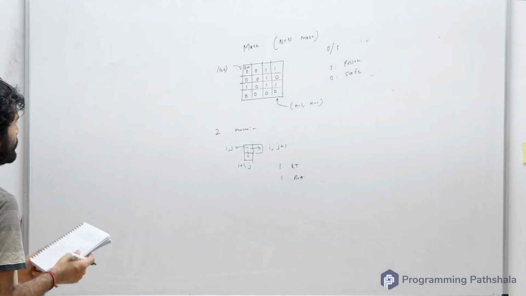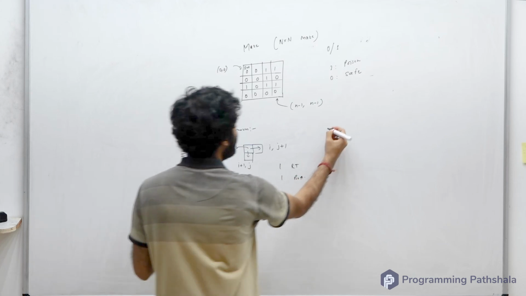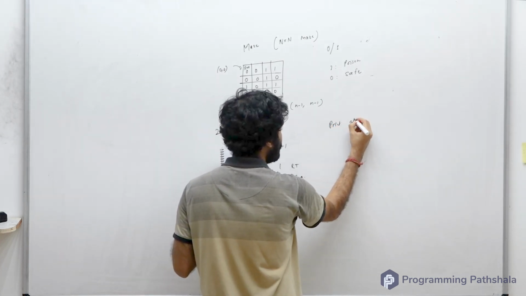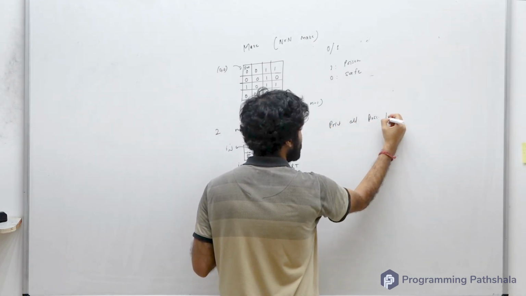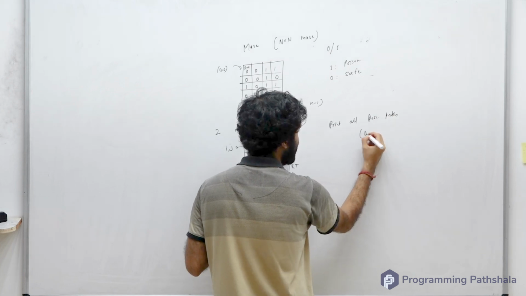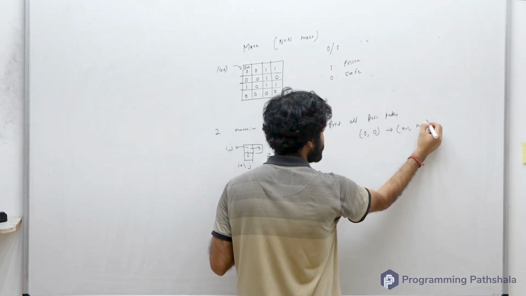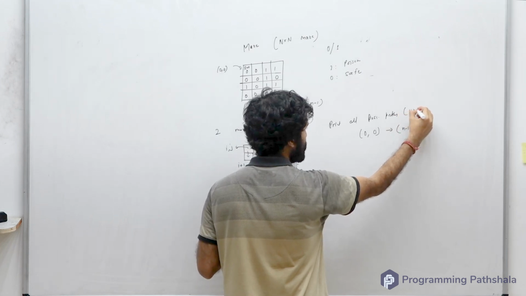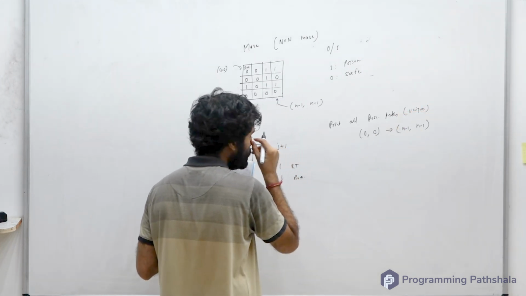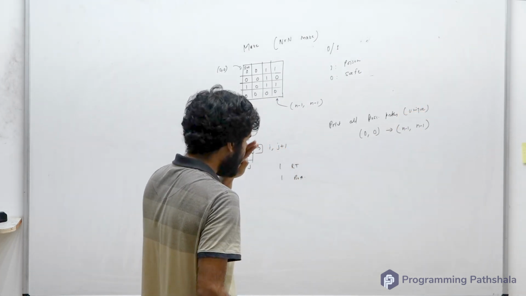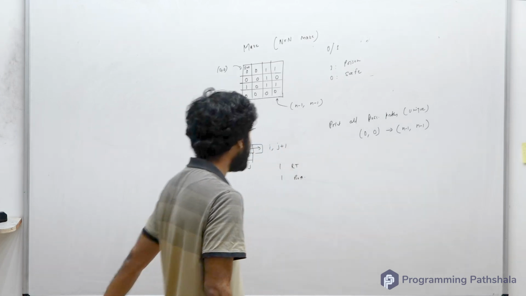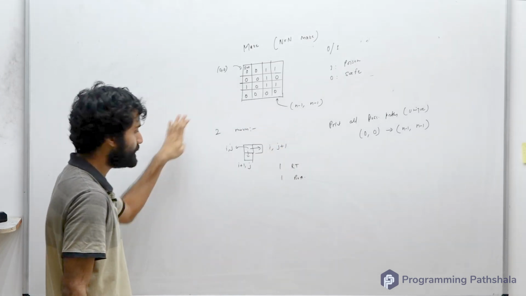So what is the question? Question is to print all possible paths. Print all possible paths that take the rat from 0 0 to n-1 n-1, and they should be distinct also. So print all unique possible paths that take the rat from 0 0 to n-1 n-1, adhering to these constraints.